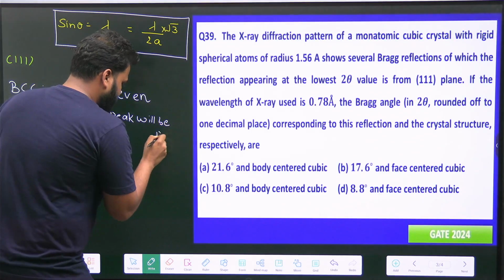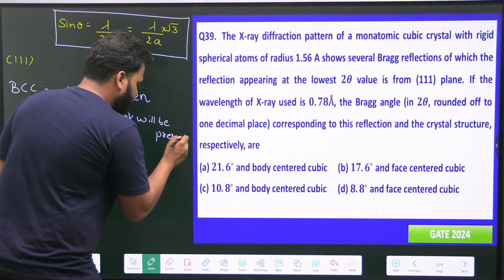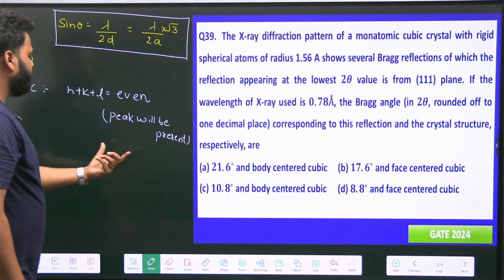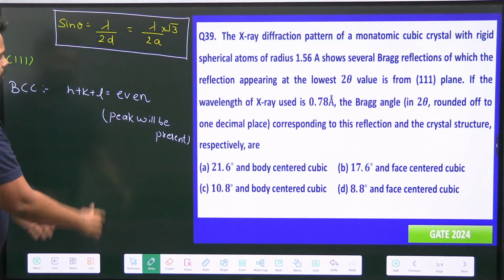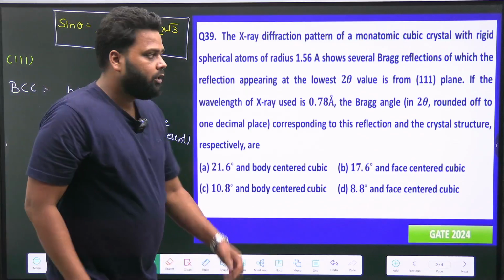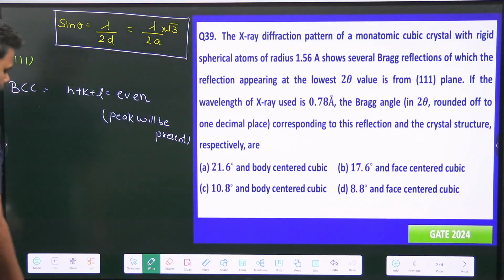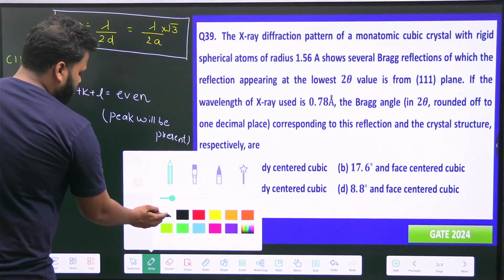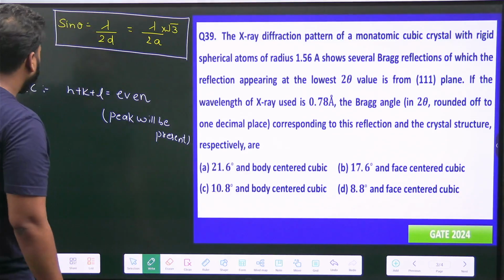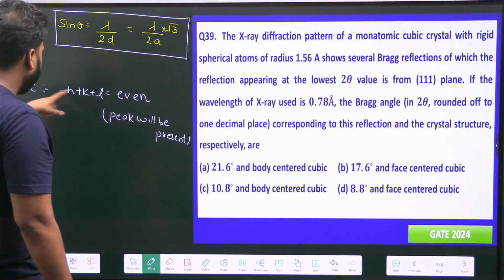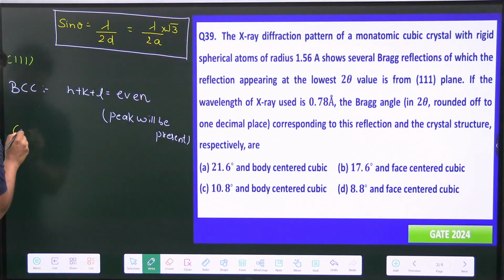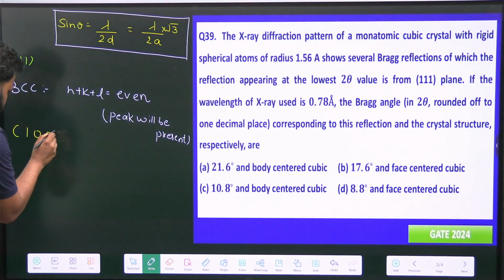Peak will be present. And if the sum of the HKL is odd, then the peak will be absent. So if you find out what should be the lowest peak, or what should be the lowest plane for the BCC, let's start from the very beginning, 100.